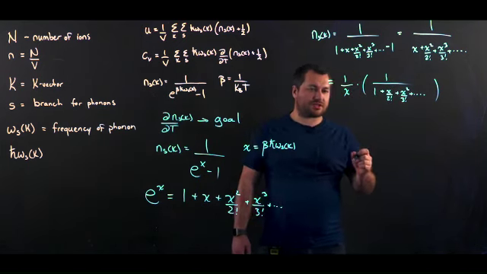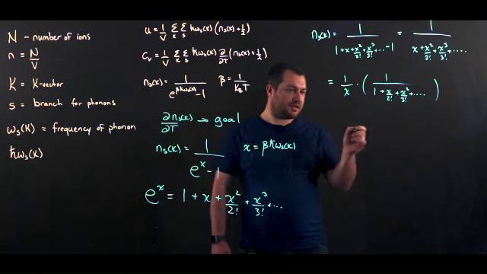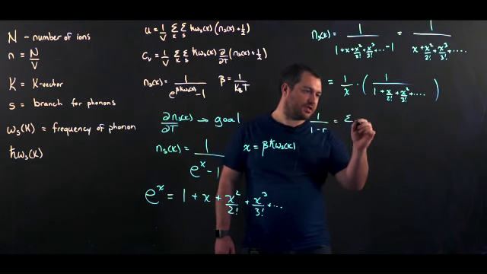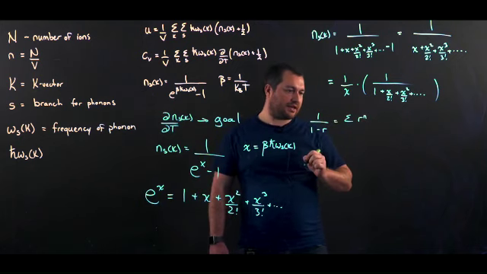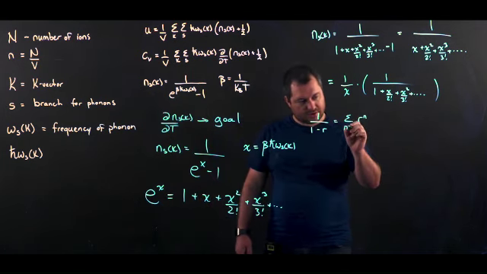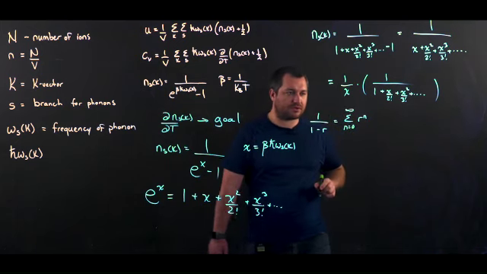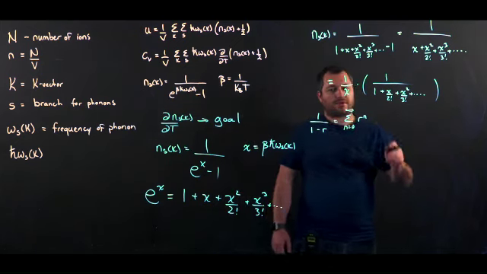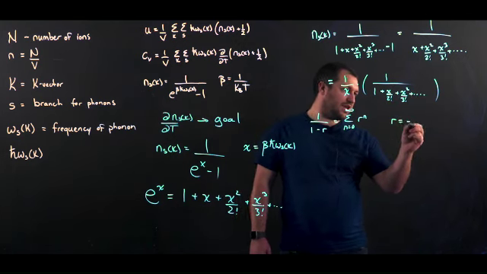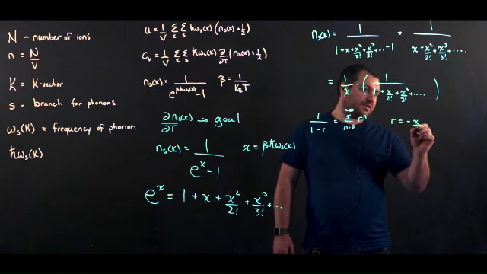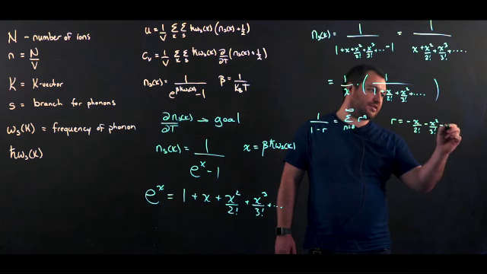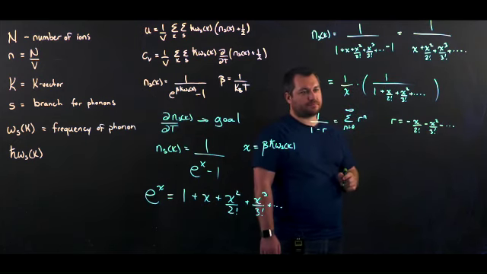And we know that 1 over 1 minus r is actually equal to the sum of r to the n from n equals 0 to infinity. So what we can do here is make a substitution for r. And our substitution here for r is that r has to be equal to negative x over 2 factorial minus x squared over 3 factorial minus all the other higher order terms.